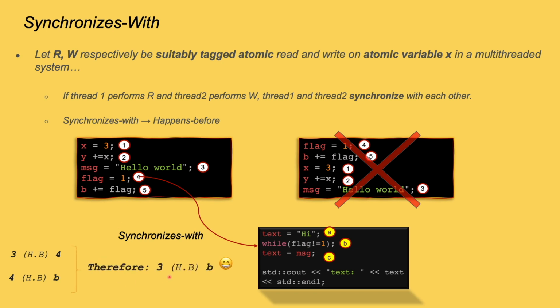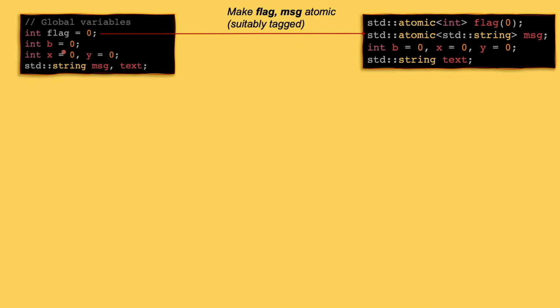And now I can happily say 3 is happening before B. Therefore, this message should be forced to have the correct value, and the compiler cannot do this reordering. So basically, you need to change your global variables to atomic. We make them atomic for 2 important reasons. The first reason, which we talked about in the first section of this video, was because you're sharing them, reading and writing from multiple threads, you make them atomic to prevent race.